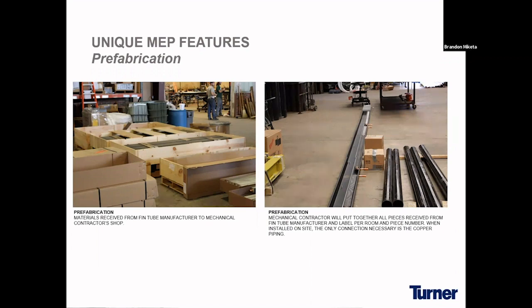So on site, the only thing the mechanical subcontractor would need to do is set the fin tube in the right location and make the connection to these copper pipes. Doing this work in the shop gives our subcontractors a controlled environment to work in with tools more organized and nearby. It gives them more square footage, and it's safer and more efficient to install out on site as they know exactly where they're going, and it does help with lower labor costs.